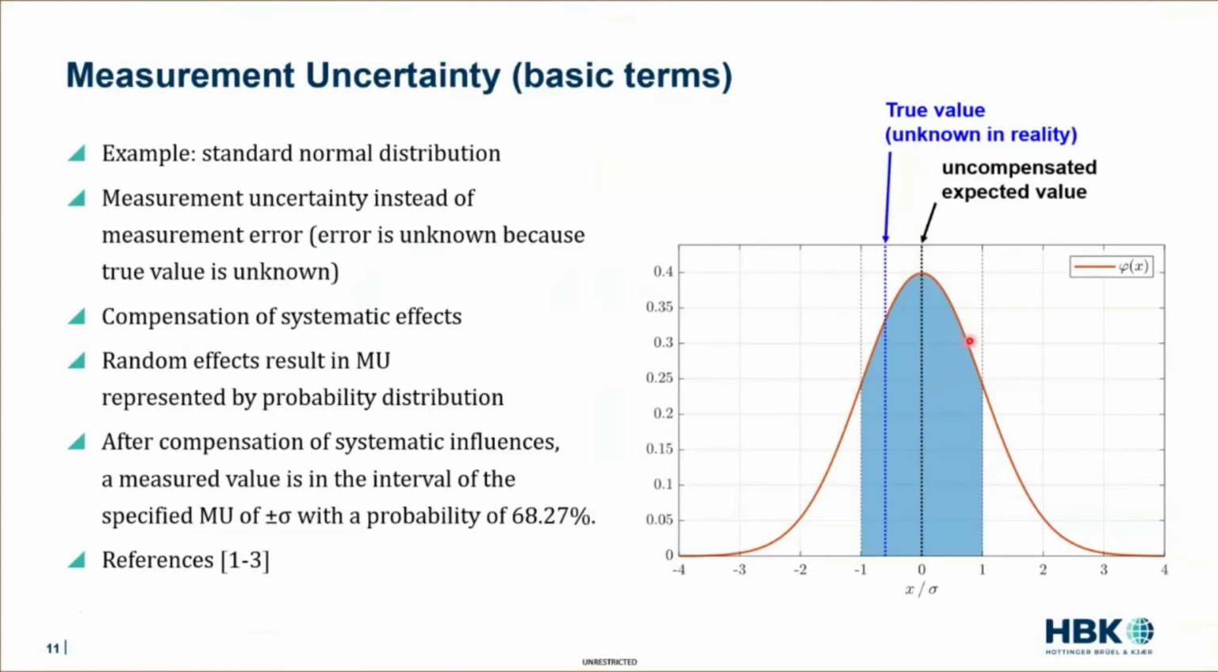And the probability distribution defines the probability that the measured value is in a certain interval around the expected value. So for a standard normal distribution, roughly 68% of the measurements are in an interval of minus to plus the standard deviation around the expected value. And if you would not have any systematic errors, which is not possible in the last detail, but of course by calibration you can nearly achieve that, then the expected value is equal to the true value.